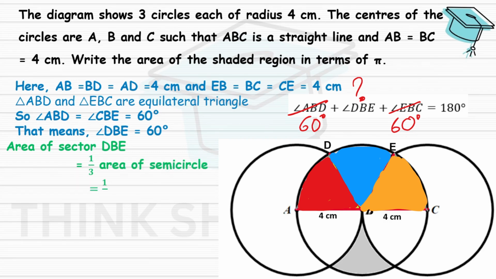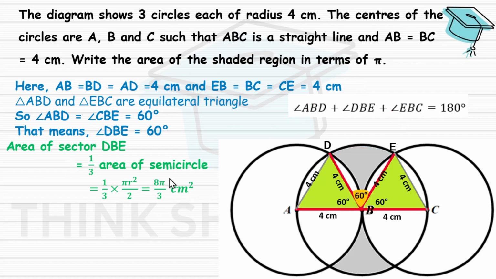Now we know the area of a semicircle is pi r squared by 2. And we put r equals 4 and do the calculation. We get 8 pi by 3 centimeters squared. And remember, this is not just the area of sector DBE. Since all the sectors have the same central angle and the same radius, their areas will also be equal.